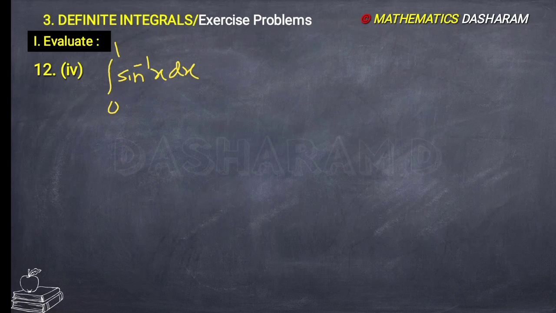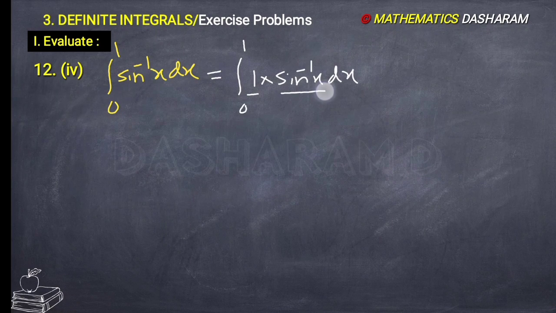Fourth question, integral 0 to 1 of sin⁻¹x dx. So we don't have any formula to find the integration of sin⁻¹x, so that is why we use the product rule. But in the product rule we need two functions, and here only one function is given. So that is why sin⁻¹x can be written as 1 into sin⁻¹x. Now it is a product of two functions. One is an algebraic function, and sin⁻¹x is an inverse trigonometric function.